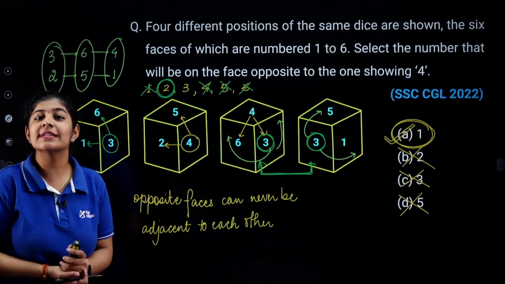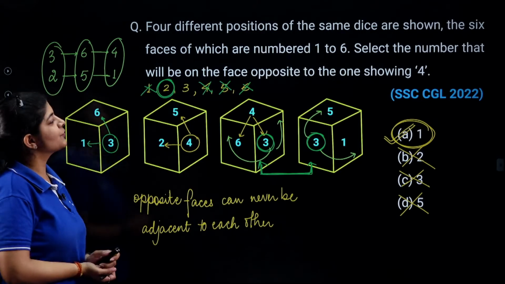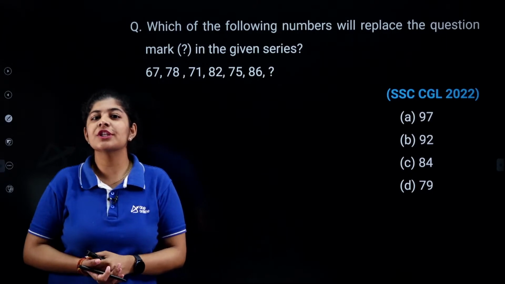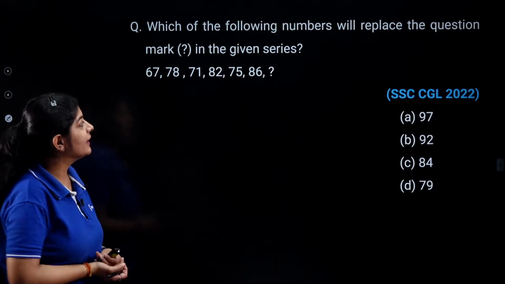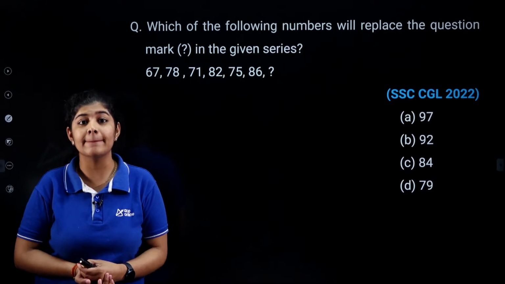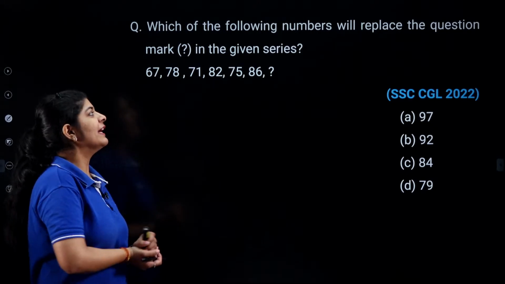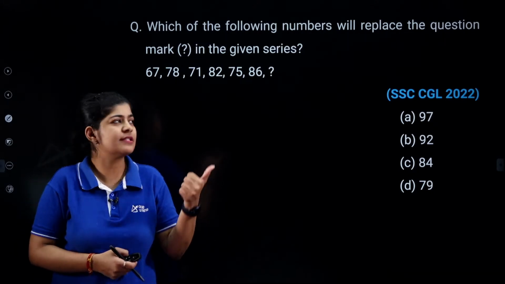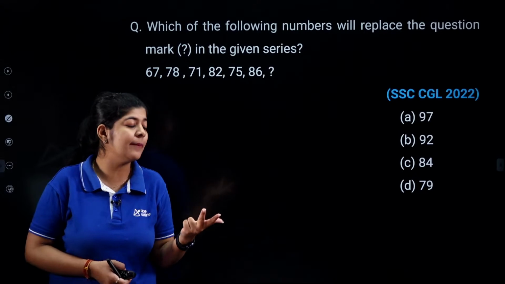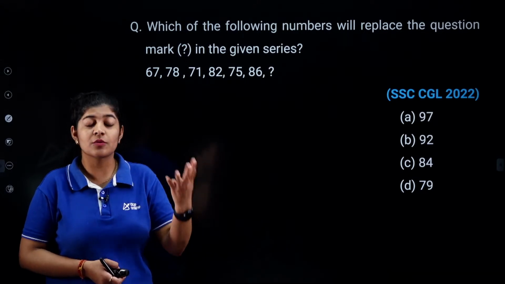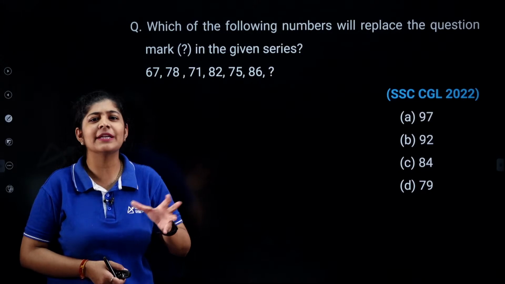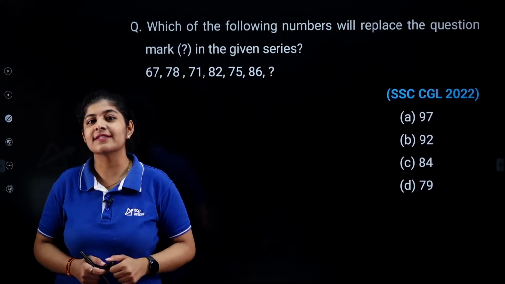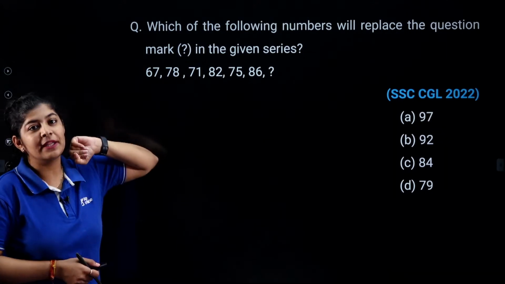Now let's move towards the next question and see what it is. Okay, so this question is from the SSC CGL 2022, and here we are having a number series. Whenever we are having a number series, there are so many possibilities, whether they are asking with some relation with prime numbers, odd numbers, even numbers, squares, square roots, cubes, cube roots, some mathematical operation, and so many other things. But how do we identify this? Okay, let's see this particular question.